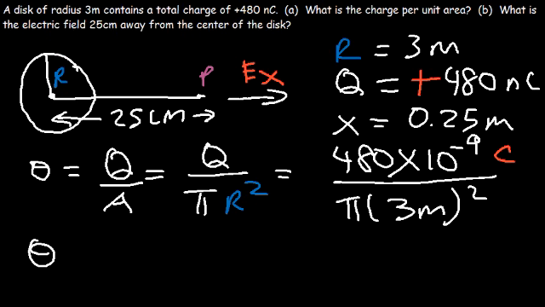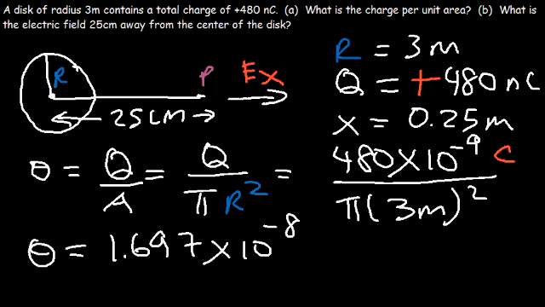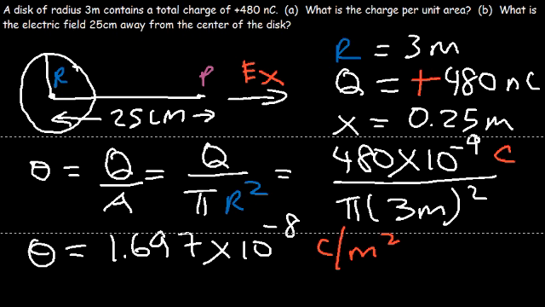The answer that I got is 1.697 times 10 to the negative 8 coulombs per square meter. Hopefully you got the same thing. Now that we have the charge per unit area, let's go ahead and calculate the electric field. So what equation do we need?